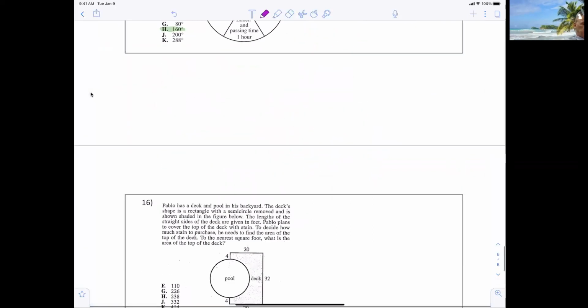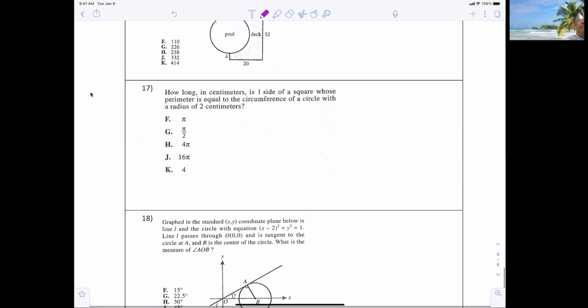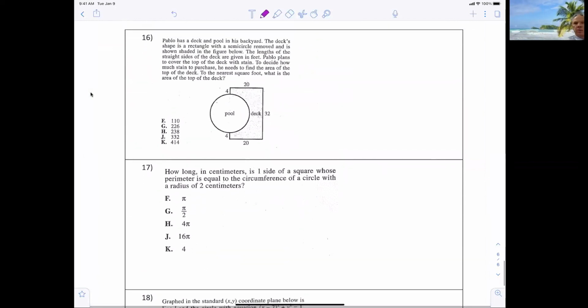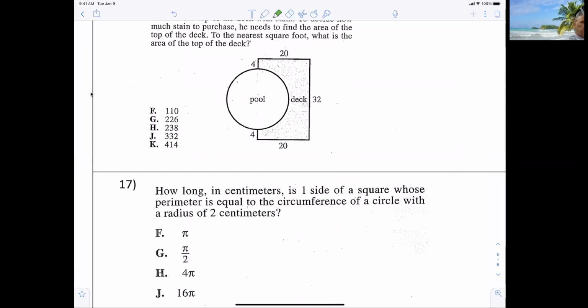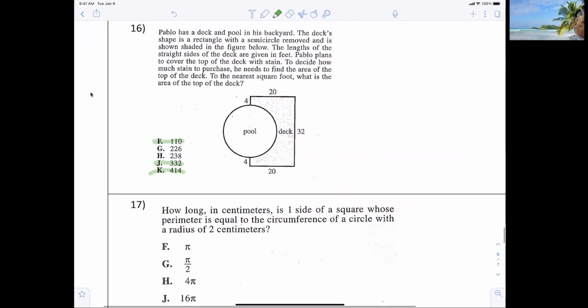All right, I figure 16 should be good. What is it? F? J? Okay, wow. Not as easy as I thought. So here we go. What is the area of the top of the deck, right? So am I correct in saying I'm just finding this right here? So that would be a rectangle minus the circle, right?